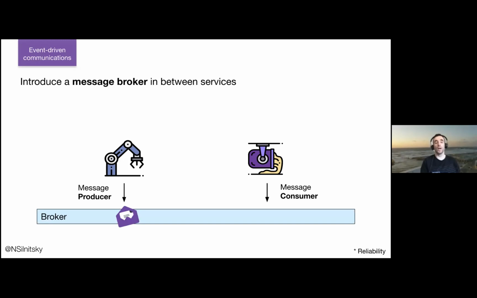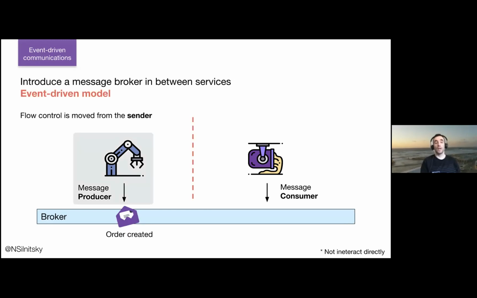So we have a much higher degree of reliability for these message broker clusters. Also, because we're producing messages and consuming messages, we've completely changed the flow model. Flow control is moved from the sender here, which doesn't really know what's going on other than it produced the order created event, to the receiver. So the control here is going to the consumer side.